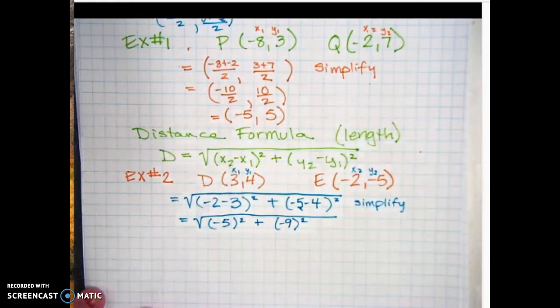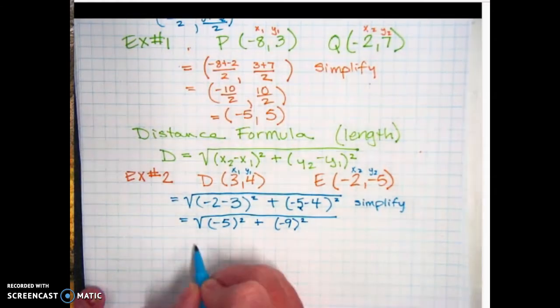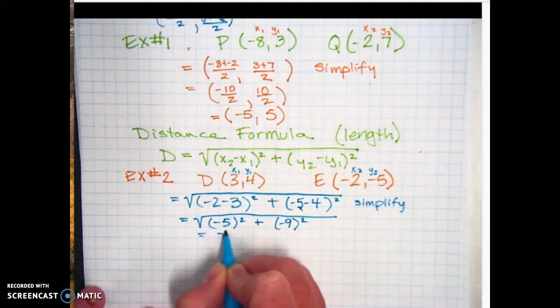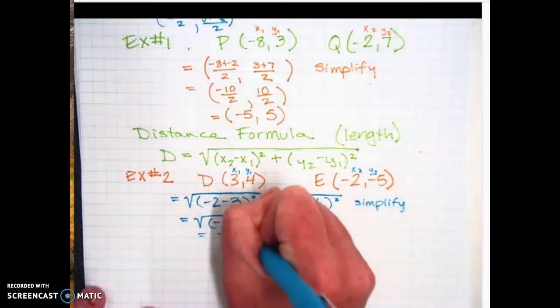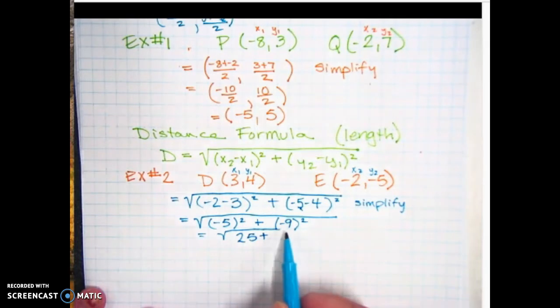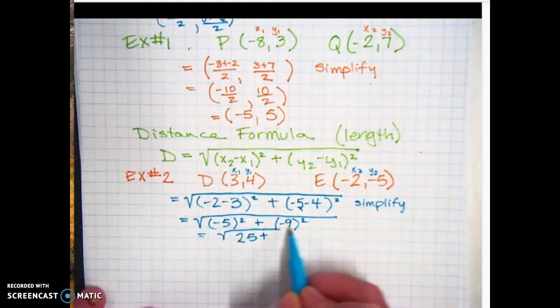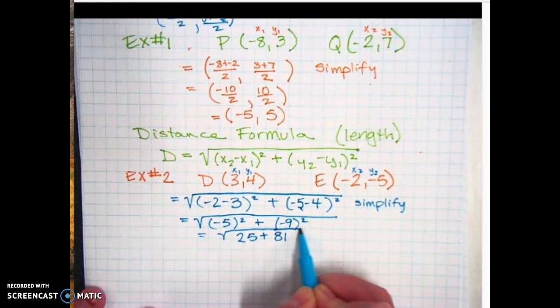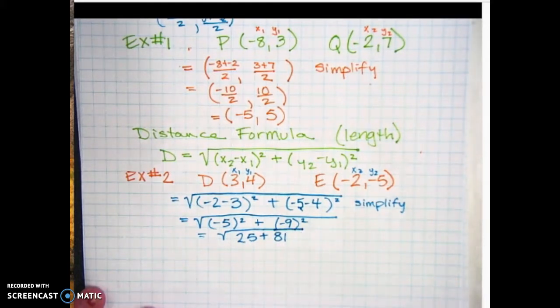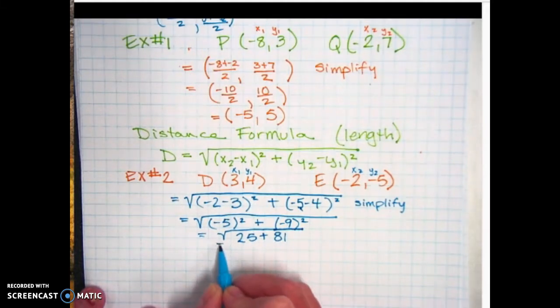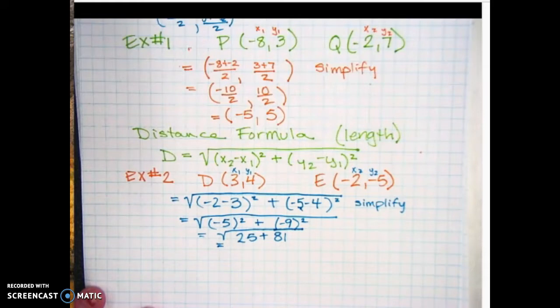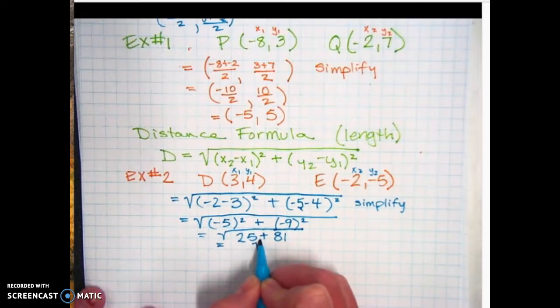Okay? Now we want to do our exponents. So still under the radical, we have -5 squared. So -5 times -5 is 25. And then -9 squared is -9 times -9, which is 81. All right. We have some addition under the radical. So we want to add 25 plus 81. I got 106. Good.